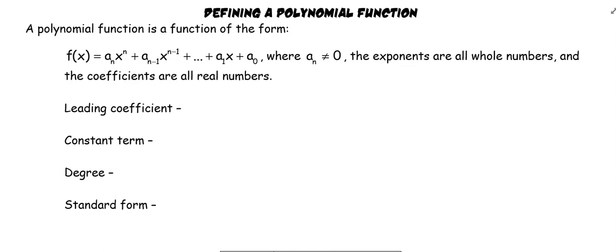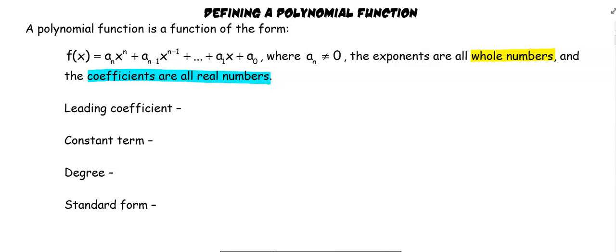We need to have it so that all the exponents are whole numbers. And we've gone through that whole presentation about the difference between whole numbers and natural numbers and integers. So we know what a whole number is. And the coefficients, those coefficients, they have to be real numbers.